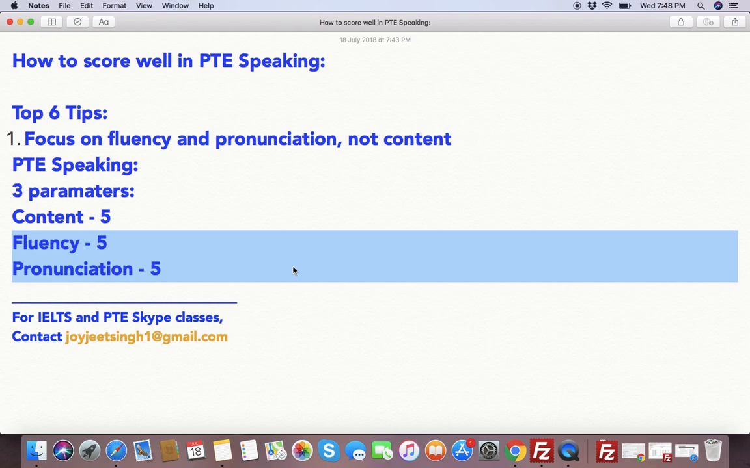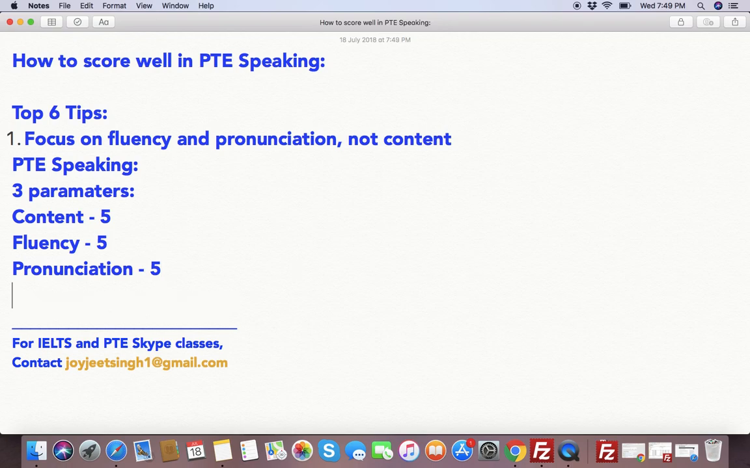To give you an overview, focus on your fluency and pronunciation, not the content. If you make a mistake also, skip and move on. Do not try to correct it. And do not try to cover everything. For God's sake, it's only 40 seconds, so you cannot cover each and every point. Do not go into that much detail. Stop worrying about the content. Focus on fluency and pronunciation. So that's the first tip.